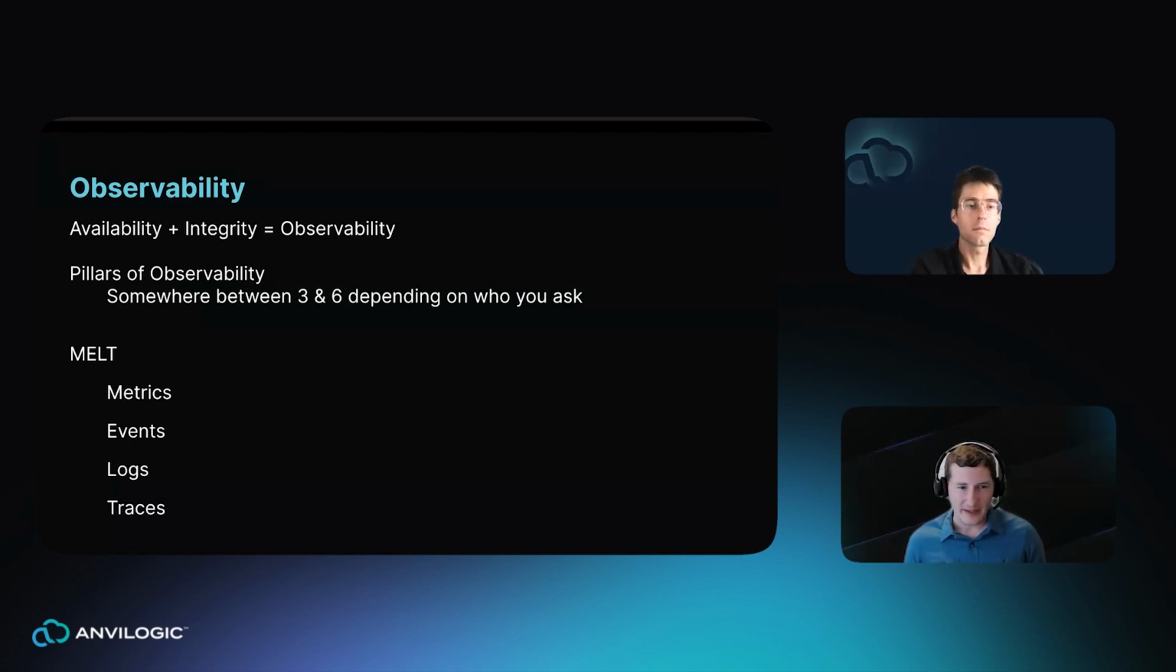But depending on who you ask, the verdict's out on how many pillars of observability there are. There are still some theoretical differences, but somewhere between 3 and 6. Another acronym that typically goes along with this is MELT: metrics, events, logs, and traces. For our purposes, I'm going to scratch out events, and we're just going to talk about metrics, logs, and traces, which are the 3 pillars that some people use.